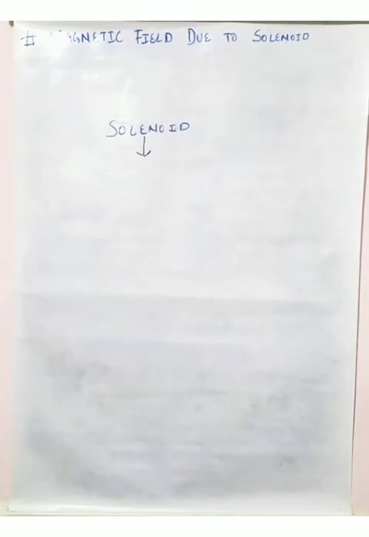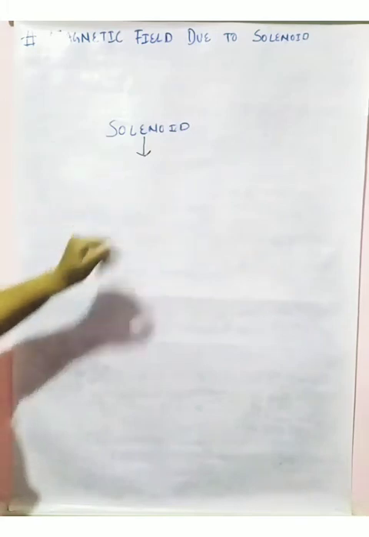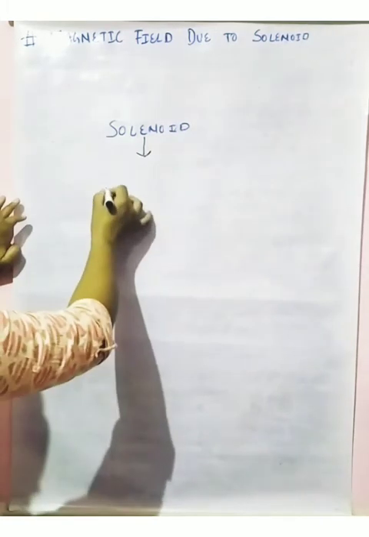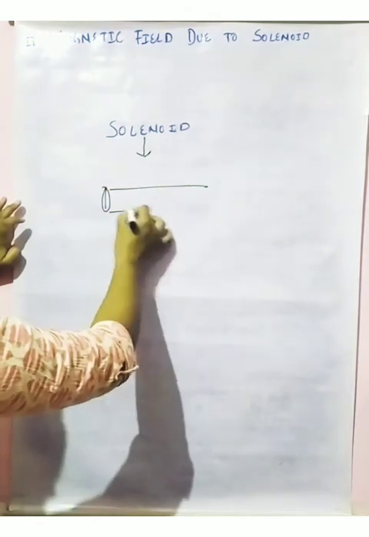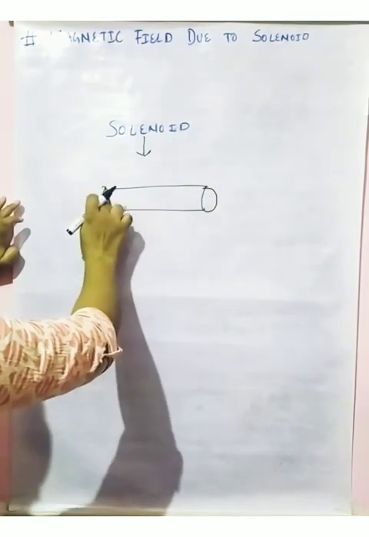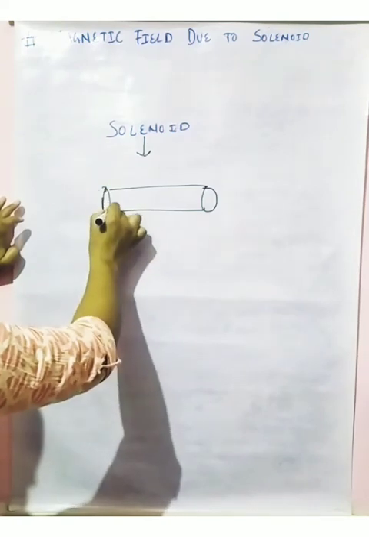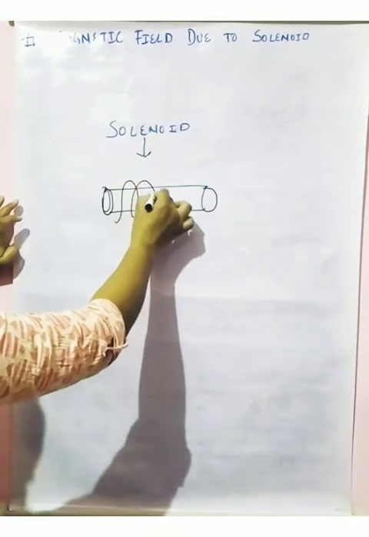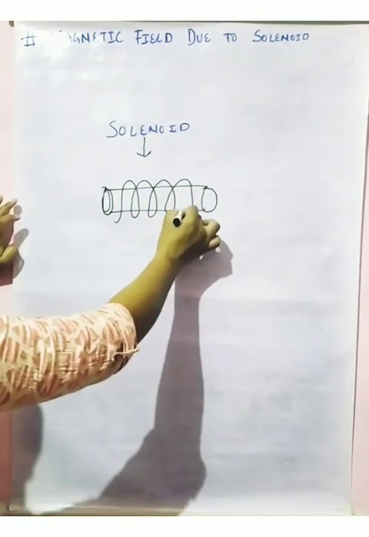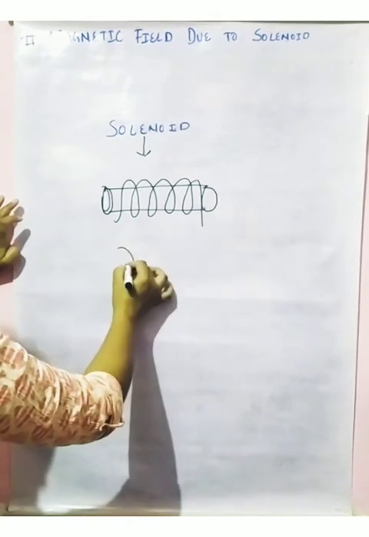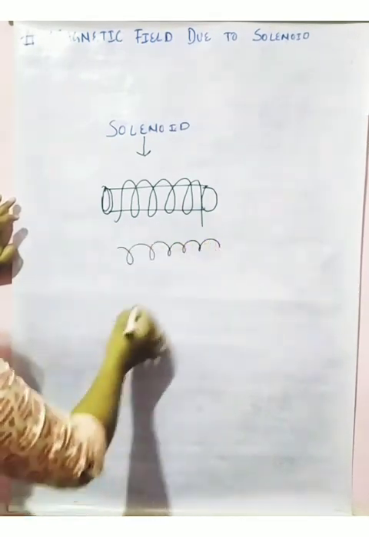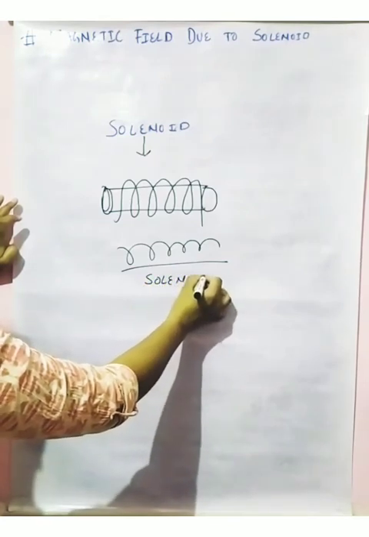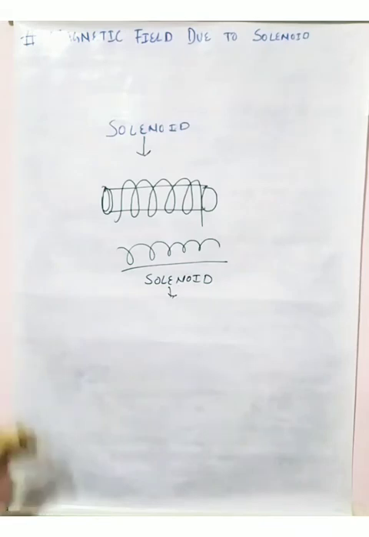I hope what I have just spoken is clear. What is a solenoid? You can understand that we have taken a hollow conductor, which has nothing in it but air. And when I take a wire and start winding it over it in the form of a helix, this helical form is called a solenoid.